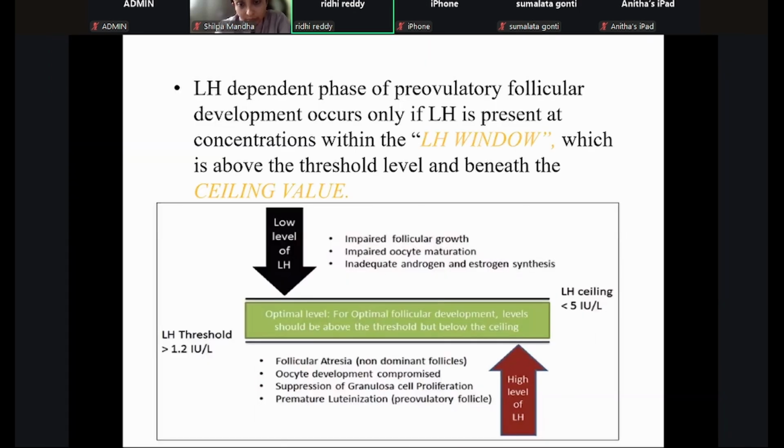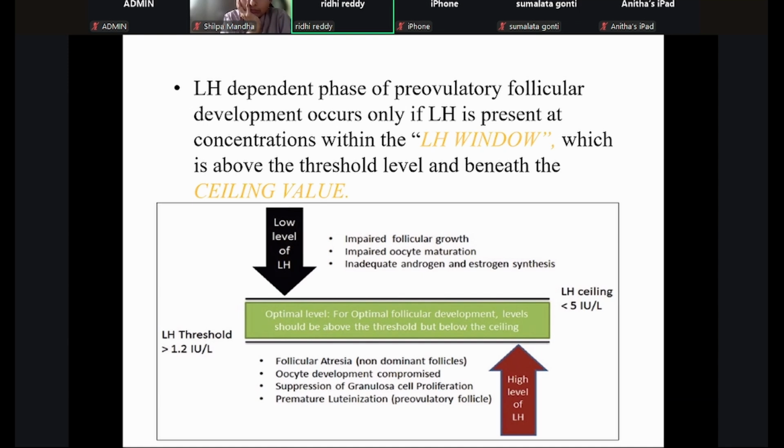So this is also important. The LH-dependent phase of pre-ovulatory follicular development occurs only if LH is present at concentrations within the LH window, which is above the threshold and beneath the ceiling value. A low level of LH is also not good, because it impairs follicular growth, oocyte maturation, and causes inadequate androgen and estrogen synthesis, whereas an optimum level should be there.